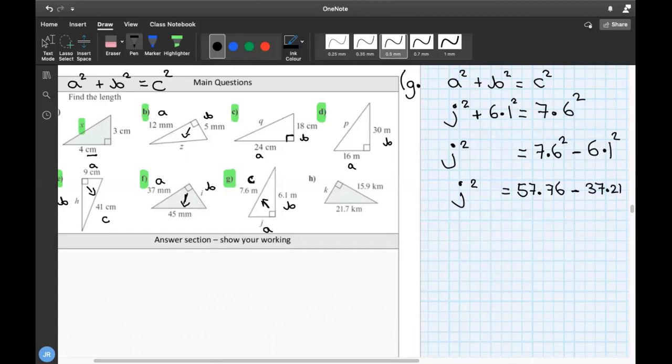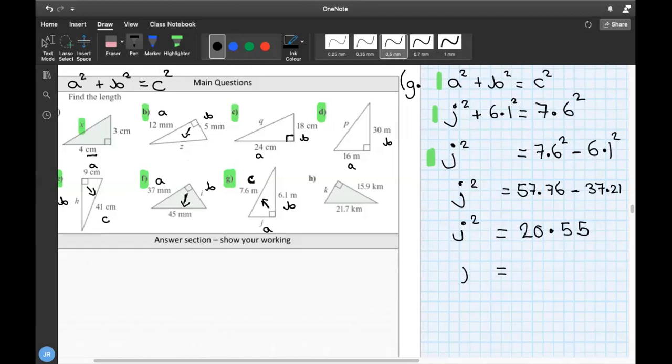Now I should mention here, when you have values like this with decimal numbers, sometimes you might get a very, very long number. So it's not necessary to write all of this out if you're working out. It is essential that you write in Pythagoras' theorem, you're substituting your values in, and you're rearranging. What you could do straight away is 7.6 squared minus 6.1 squared into your calculators. You'd miss out that step, and what you'd get is 20.55. And that was equal to J squared.